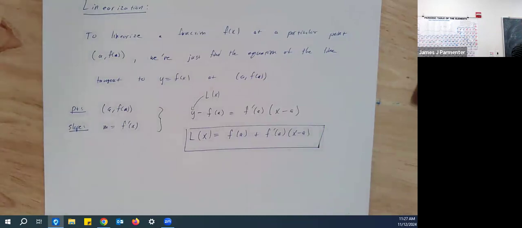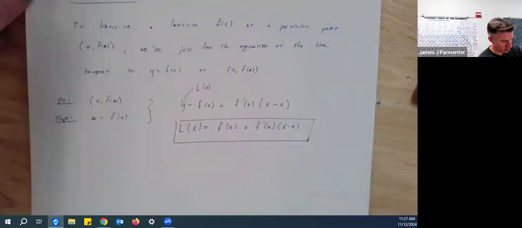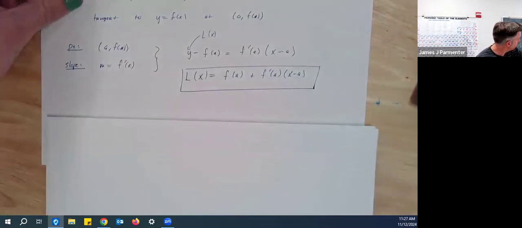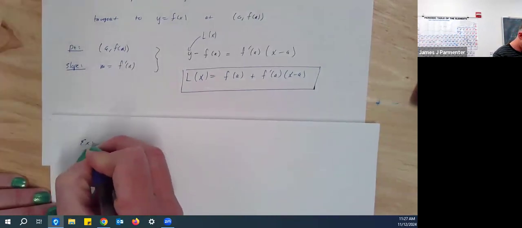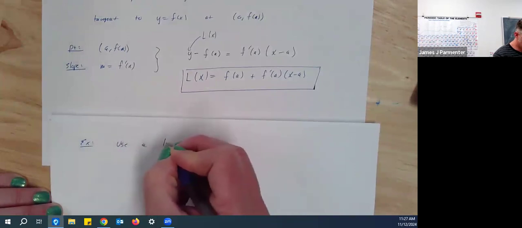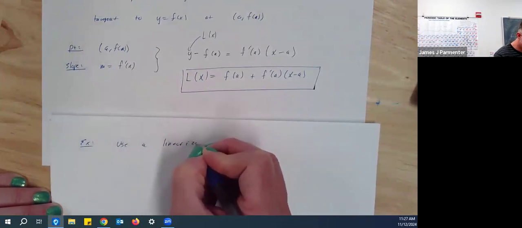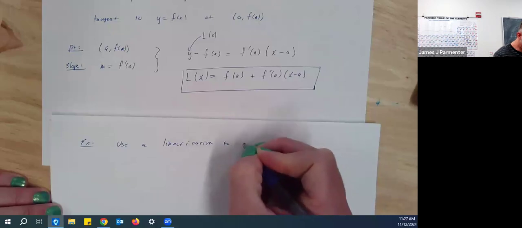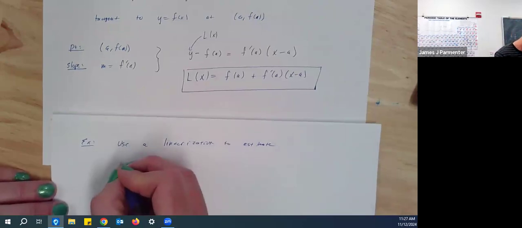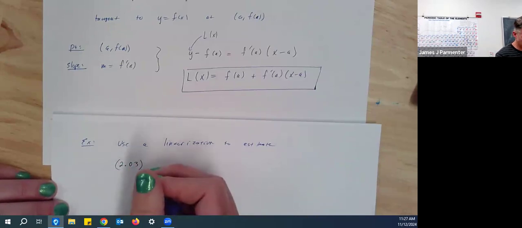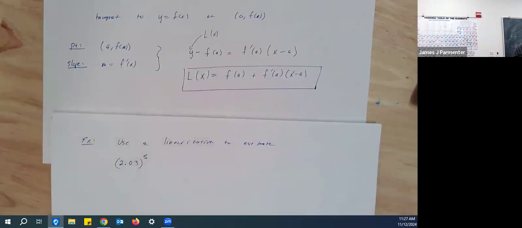So typical questions that revolve around linearizations are things like, sorry, you can't see that. Apologies, I meant to leave it on the board there. We can say something like, use a linearization to estimate 2.03 to the 5th power.